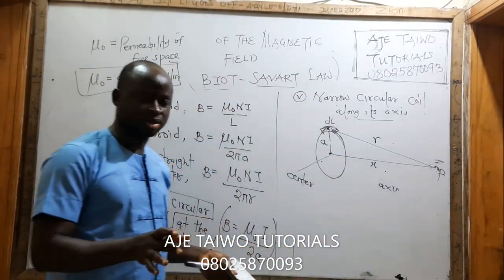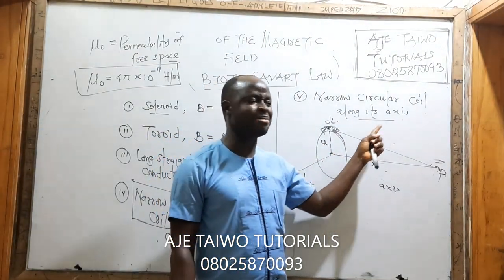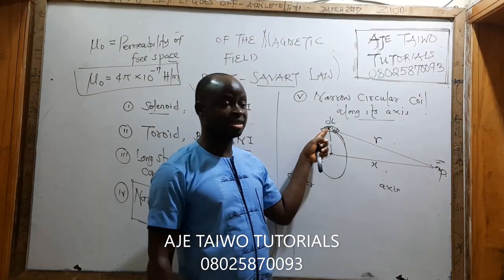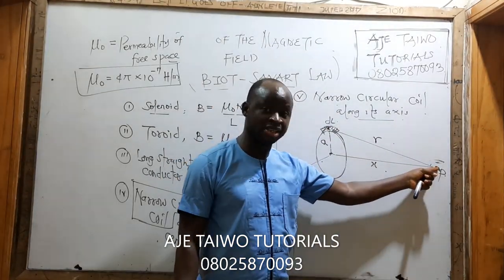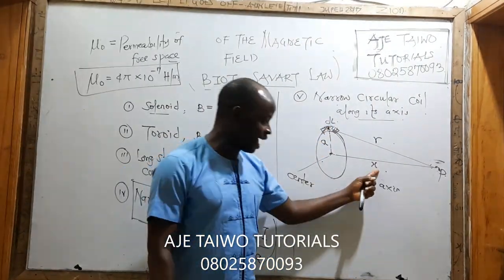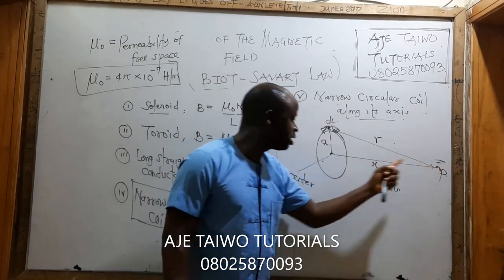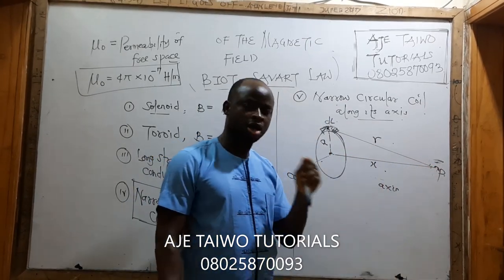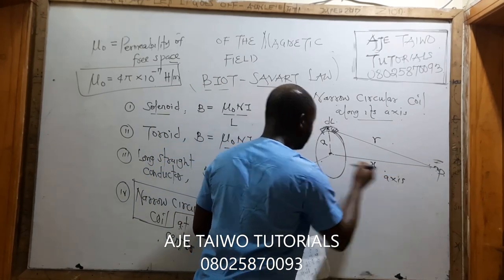We'll define the symbols. We know what R stands for. R means the distance of the point P in space from the element. A means the radius of the coil, and X means the distance along the axis of the coil. I will define them. So let's see. This is the axis of the coil. This is the center of the coil.